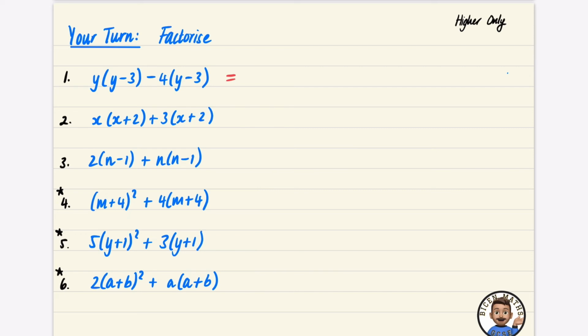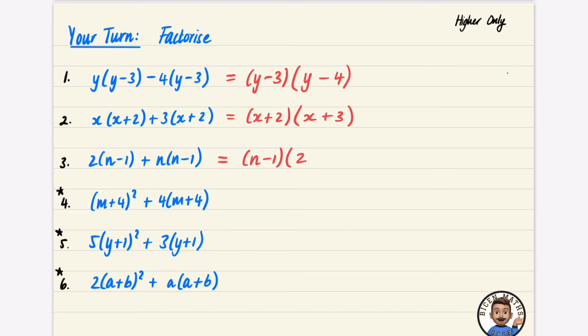Okay, so they've both got a y minus 3, so I'm going to take that out as a factor. The first one needs a y, the second one needs a minus 4. They've both got an x plus 2. The first term would need to be multiplied by x. The second term, the x plus 2, would need to be multiplied by 3. They both have an n minus 1 in common. The first one needs to be multiplied by a 2. The second one needs to be multiplied by an n.